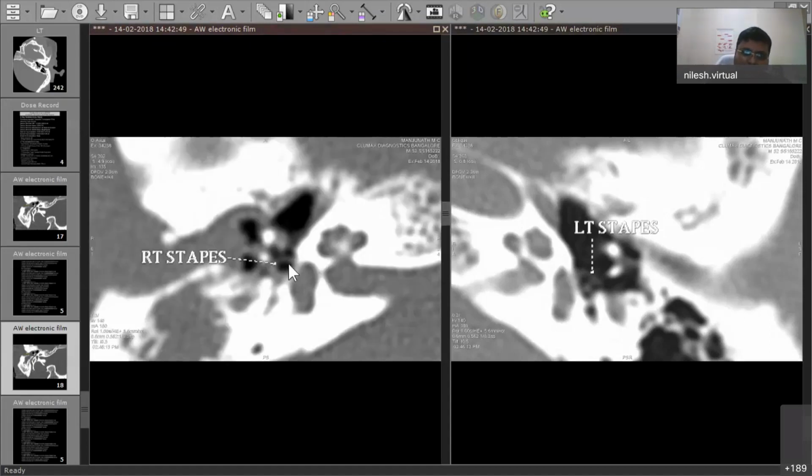And as I told you, on this side even the stapes superstructure is present. You can see the anterior crus and posterior crus. So like this, using maximum intensity projection, you can reconstruct the ossicular chain.